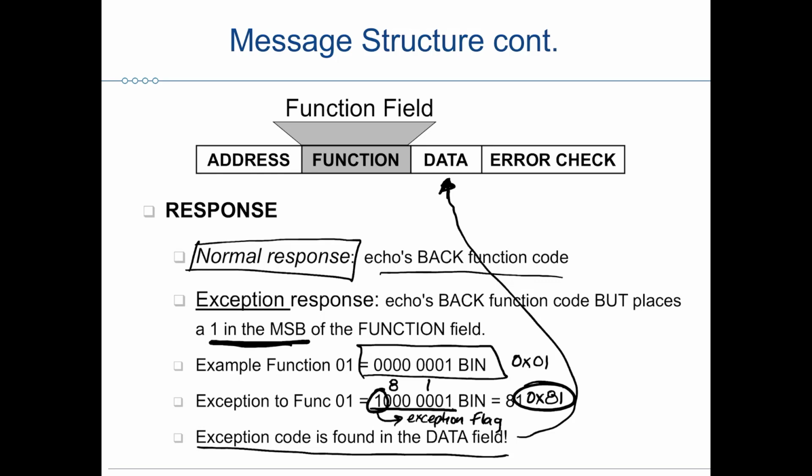So we'll talk about exception codes specifically later on in the presentation, and we'll look at codes and what they mean. But for now, it's good enough to understand that the exception code itself will be found here in the data field, and those exception codes can be found on your Modbus handout as well.